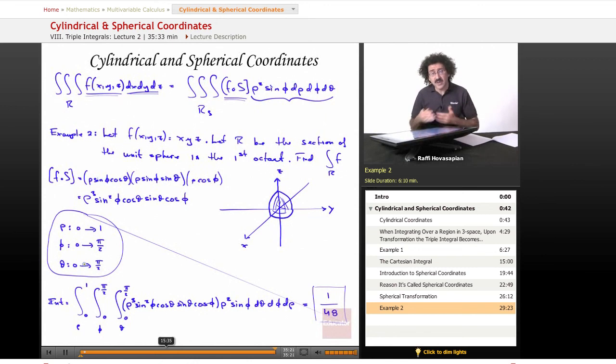So that's it. That's spherical coordinates, that's cylindrical coordinates. Hopefully we'll get a chance to do more practice in the context of other concepts.